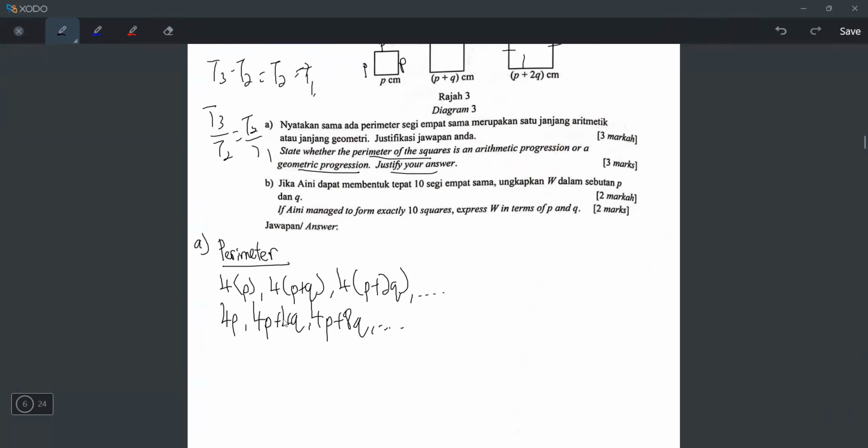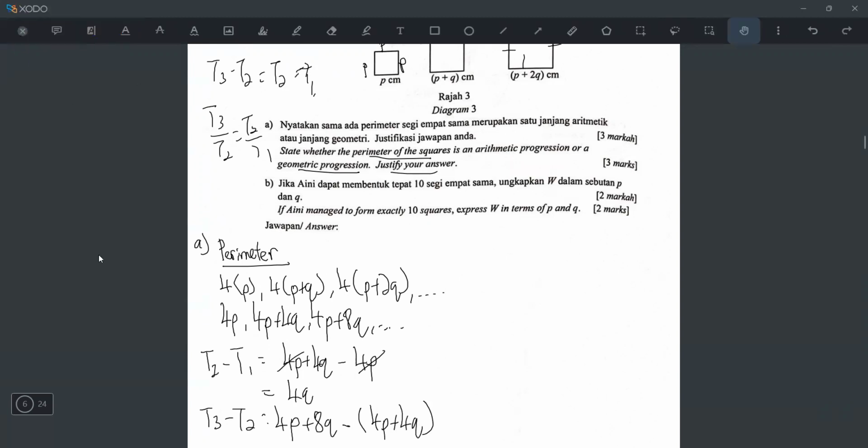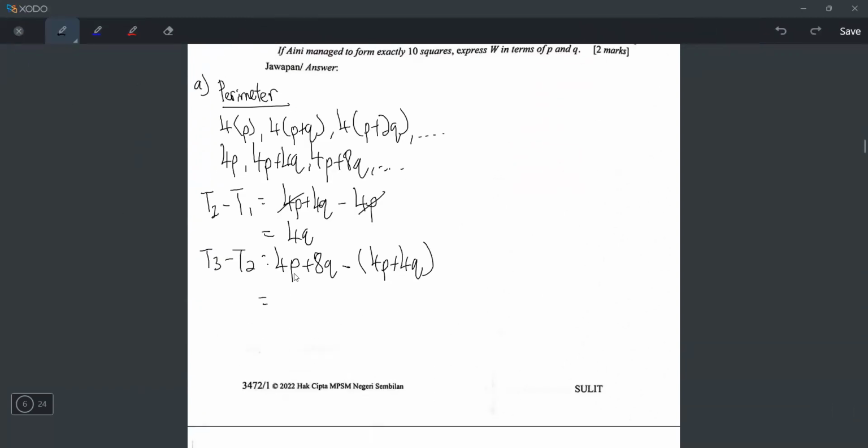And if you look, this is arithmetic. Let's try to take T2 minus T1: 4P plus 4Q minus 4P. You can see that 4P and 4P cancel, you are left with 4Q. And then try to take T3 minus T2. You will also end up with 4Q. 4P plus 8Q minus, have to open bracket. Other bracket, wrong. And then you will check and see whether they give you the same value.